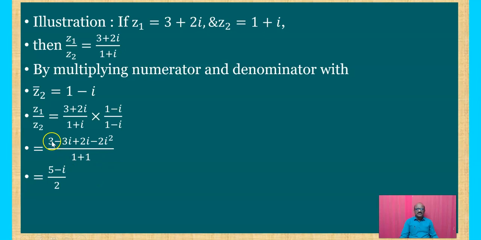That is 3 plus minus 2i square. i square is minus 1, and minus and minus will become plus. Here you will get 2 plus 3, that is 5, minus 3i plus 2i, then you will get minus i. Therefore z1 upon z2 is equal to 5 upon 2 minus 1 upon 2i.